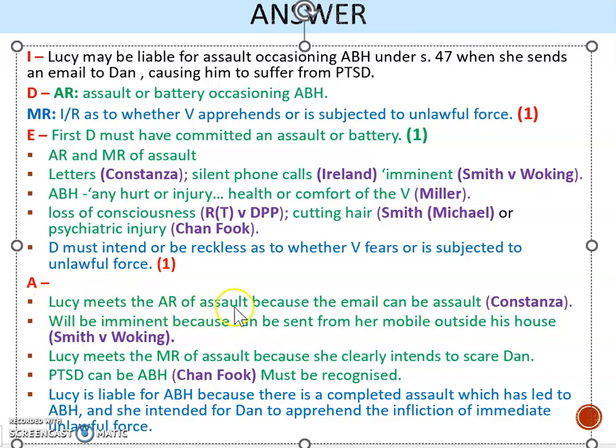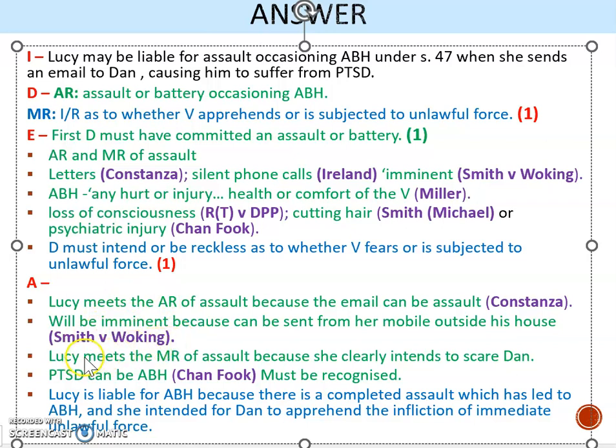Lucy meets the actus reus of assault because an email can be an assault. Constanza would support that. We can say that it's going to be imminent because, of course, with it being an email, the issue is going to be, is it immediate enough? Well, we can say that it's imminent because Lucy could potentially, for all Dan knows, have sent that from a mobile phone right outside his house, and an assault can be through a window, it can be imminent. Smith and Woking would be useful there.